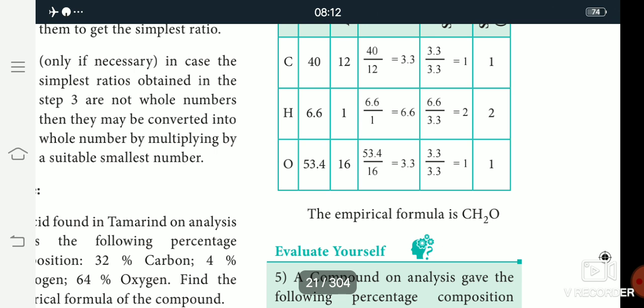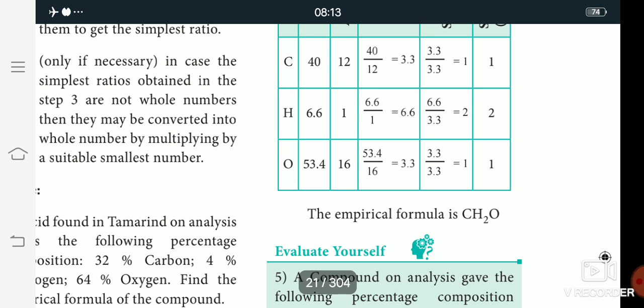So what is the acetic acid formula? The empirical formula of acetic acid is CH2O. Acetic acid is present in vinegar. Okay, children. In the next sum, we do the whole number calculation.